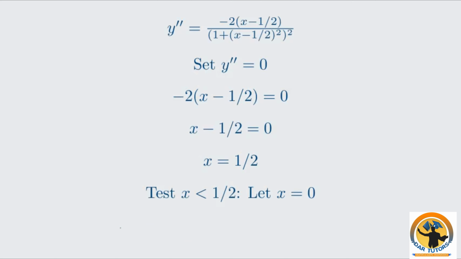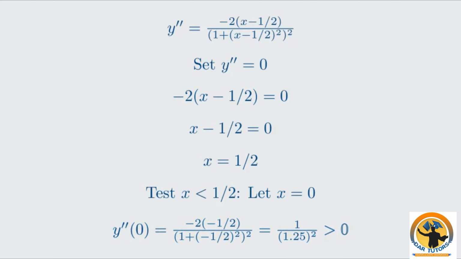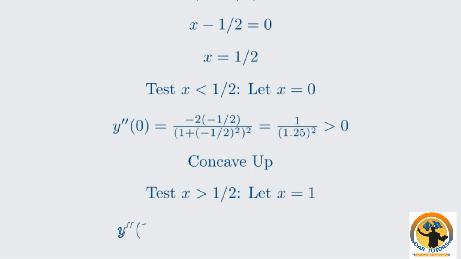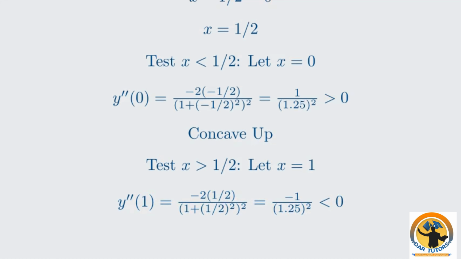Let's test a value slightly less than 1/2. Say x equals 0. y double prime is negative 2 times negative 1/2, which is positive. The denominator is always positive, so y double prime is positive, and the function is concave up. Now, let's test a value slightly greater than 1/2. Say x equals 1. y double prime is negative 2 times positive 1/2, which is negative. The denominator is positive. So y double prime is negative, and the function is concave down.